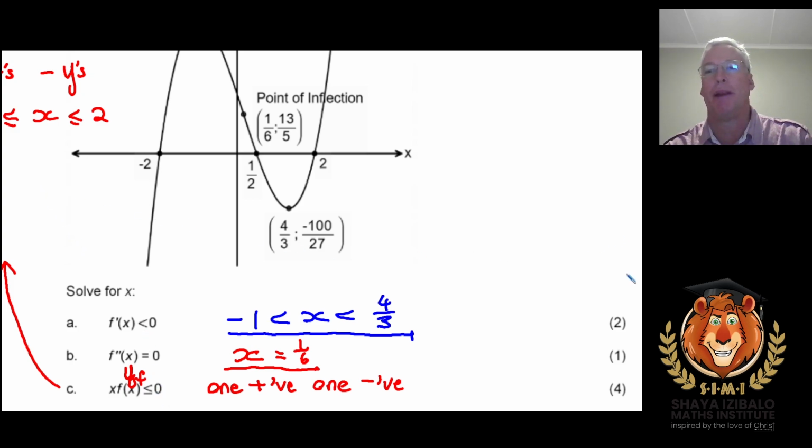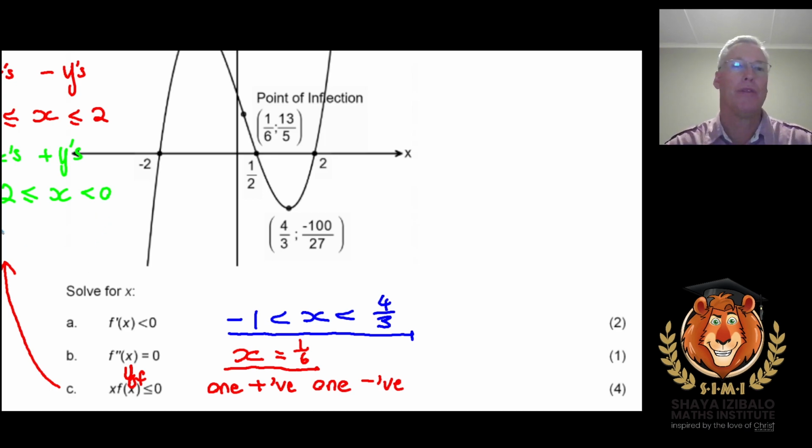Alternatively, I'm just going to change pen color, I could have negative x's with positive y's. Negative x's look like points on the left-hand side of the y-axis, and positive y's look like points above. So here we would be talking from -2 less than or equal to x to 0. So these, in fact, are our two answers. That one there and this one here.